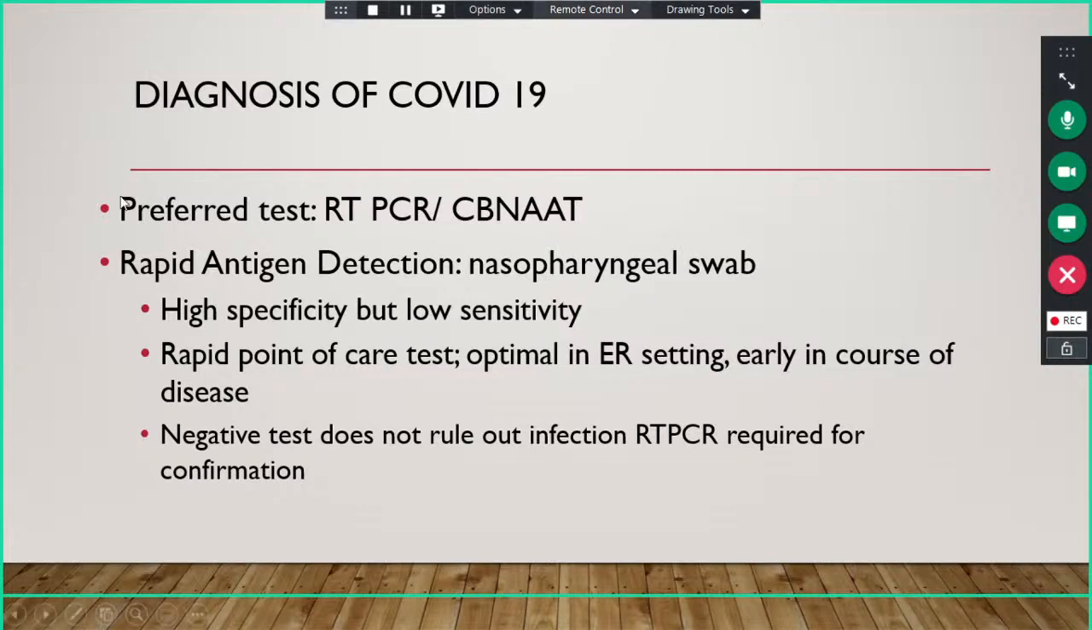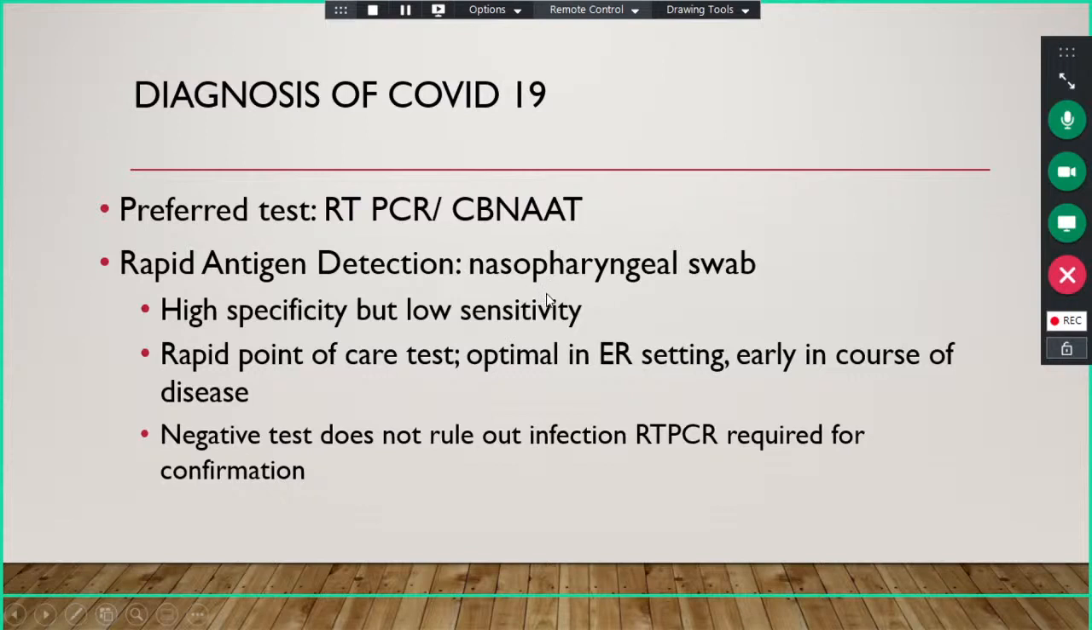The diagnosis of COVID-19, again, is by either RT-PCR or CB-NAT, real-time PCR, from the throat swab or nasopharyngeal swab, and this is the gold standard as of now. And there is another test, because RT-PCR may take 4 to 6 hours for getting a result. There is another test which is a rapid antigen detection test. Samples are the same. It has a specificity of more than 98%. Means if it is positive, it means chances of false positivity are minimal.